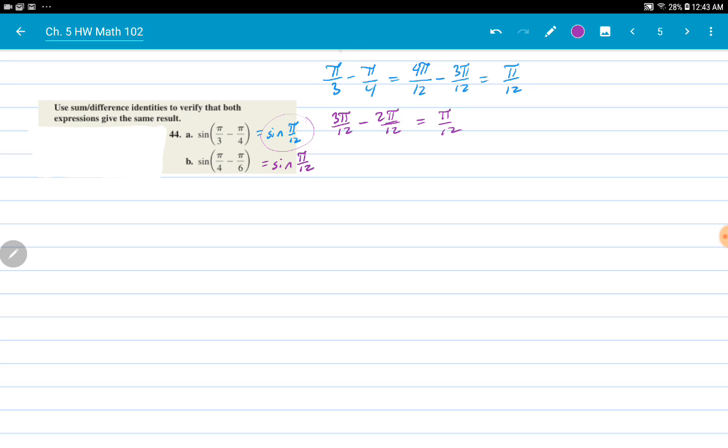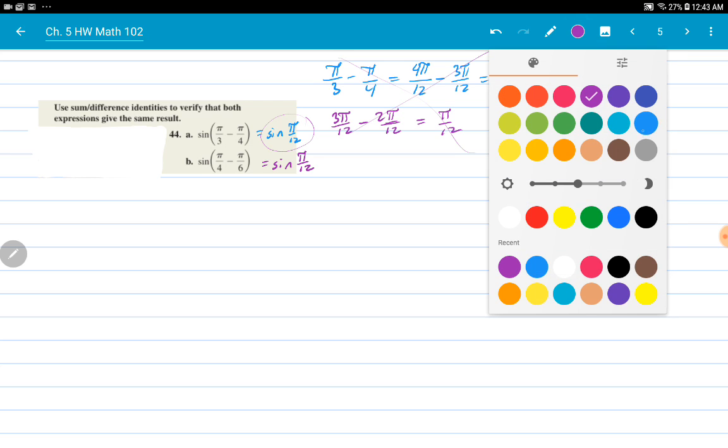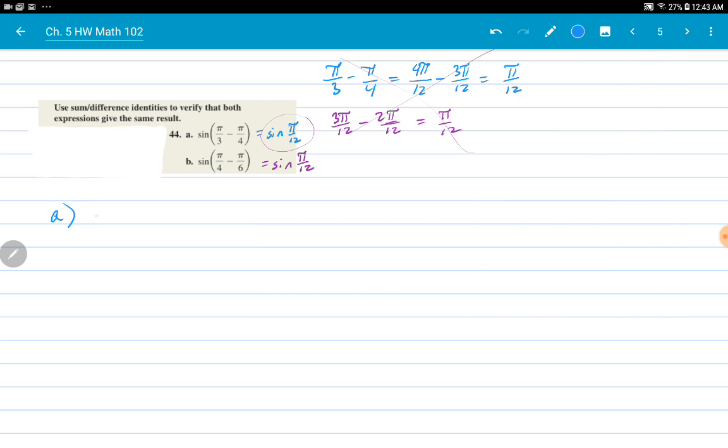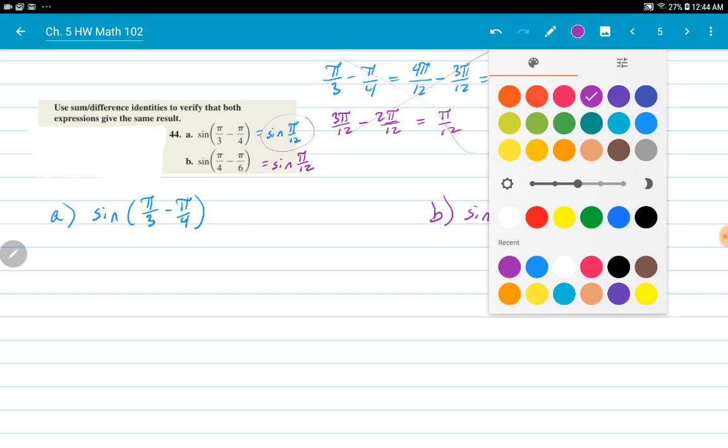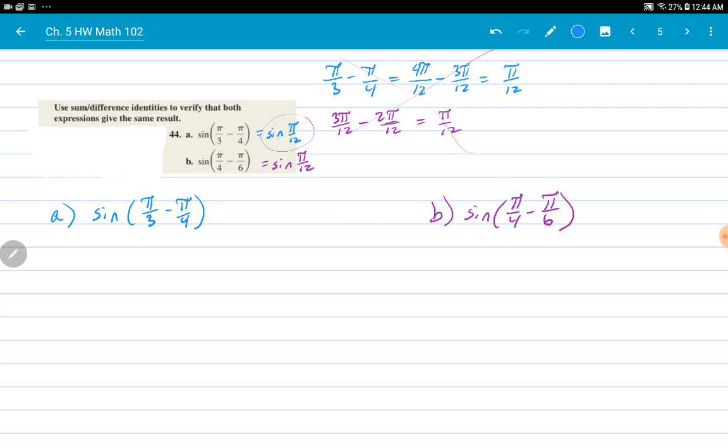So this part, again, you don't have to do that part. That's me just showing you why we're doing it. And now to do it. So I just want to do A over here for sine of pi over 3 minus pi over 4, and B over here for sine of pi over 4 minus pi over 6, and show that they come out to the same answer.